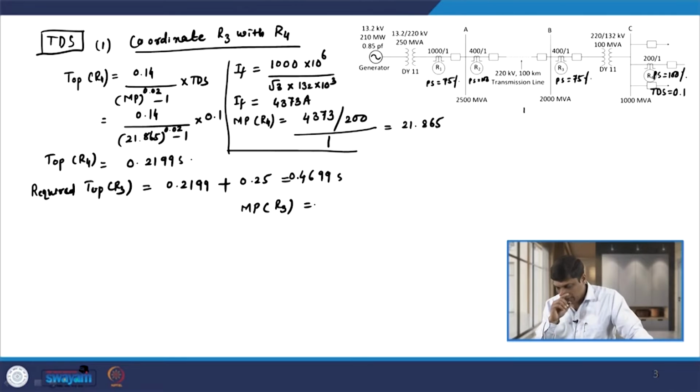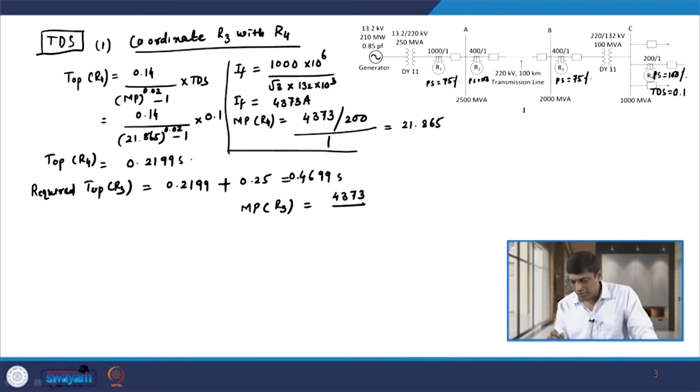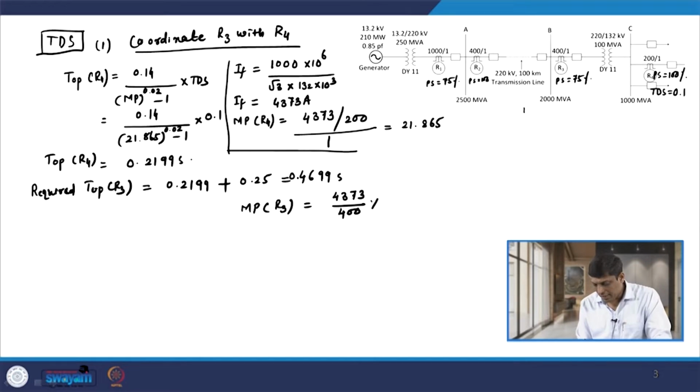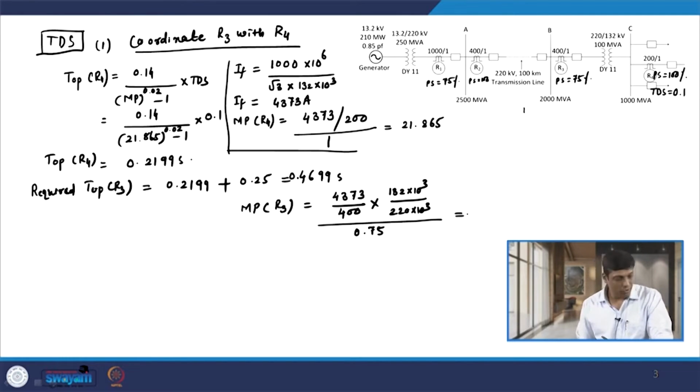So, as relay R3 is on the other side of the transformer, the same fault current 4373 is divided by the CT ratio of R3, that is 400, and here we need to multiply with the turns ratio of the transformer, that is 132 kV divided by 220 kV, and the whole thing is divided by the plug setting of relay R3, that is 0.75. If you calculate this value, it comes out to be 8.746.